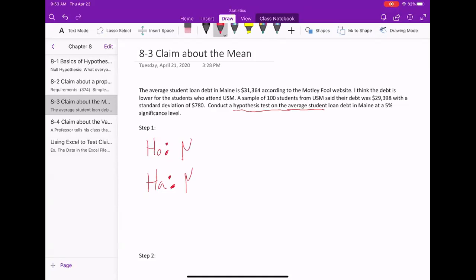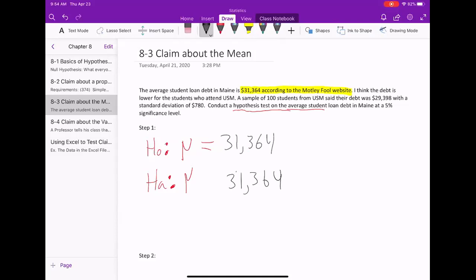And remember, the null is always equal, and it's equal to what we believe to be true, right? And what we, the society, not the person doing the analysis, believe, all right? We're going to base it off the website that the average debt in Maine for our student loans is $31,364. So that is what my null equals. But whatever value is in my null is also in my alternative, right? So I don't use the new number I think it is. I still use the same number from the null.